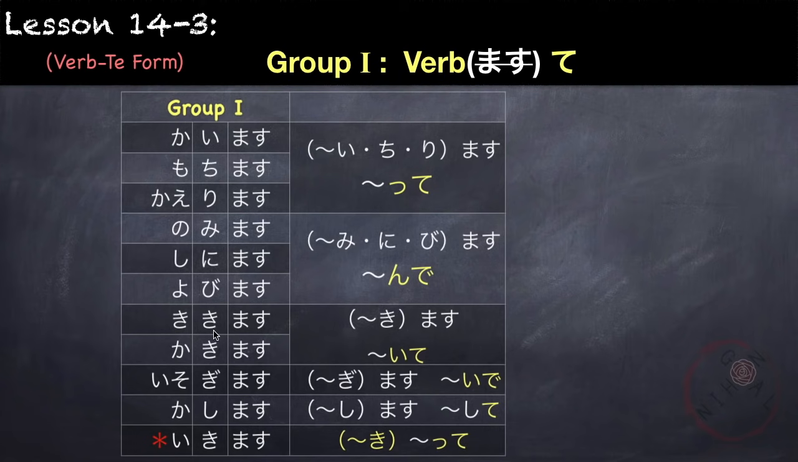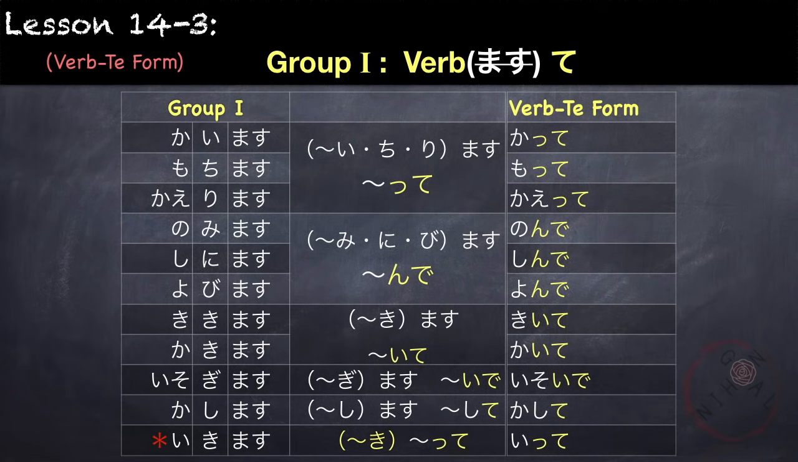For verbs where the syllable before masu is ki, we replace that with i, te. And for verbs where the syllable before masu is gi, we replace that with i, de. And for verbs where the syllable before masu is shi, we keep the shi and replace masu with te. And lastly, the only exception is the verb ikimasu. Even though the syllable before masu is ki, we modify it by removing ki and replacing it with small tsu and te. So you just have to remember this particular verb.